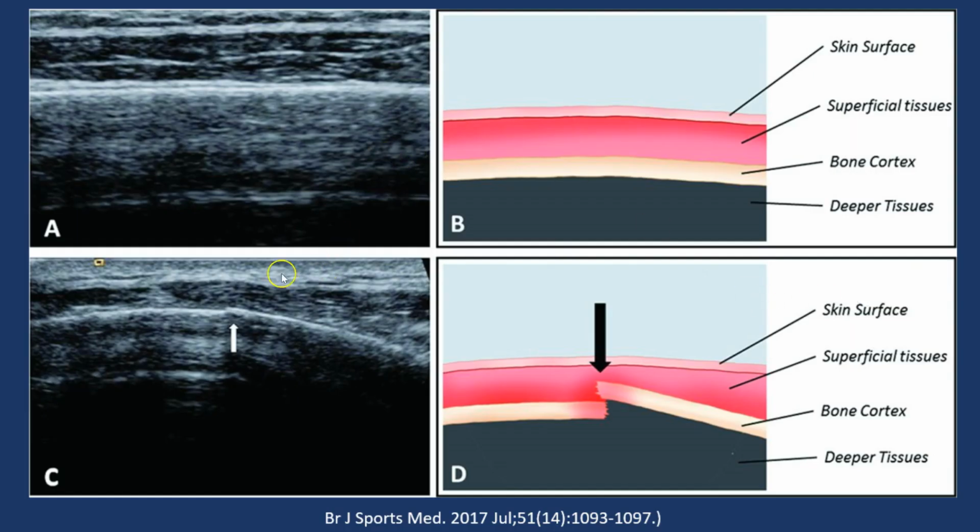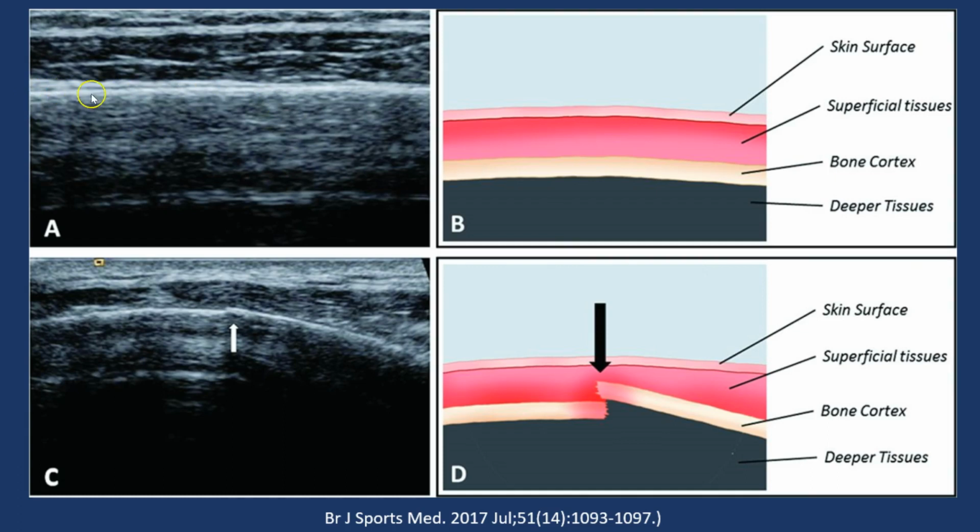In ultrasound, you'll see offset of the cortex. So on the top panel here, these are normal images. On the bottom are stress fracture images. So notice how normal bone has a linear, hyperechoic or bright appearance with shadowing and something called the reverberation artifact, all this noise underneath. So this is where the rib is. Everything beneath it is nonsense.